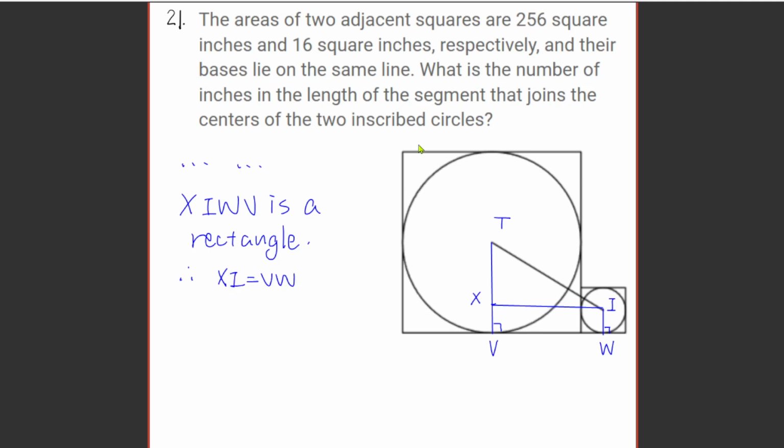So if you want to find the length of the segment that joins the centers of the 2 inscribed circles, basically we need to find the length of TI, right? Okay, if you know the area of the larger square is 256, then we know the side length of that square is the square root of 256, which is 16. And the side length of the smaller square is the square root of 16, which is 4, right?